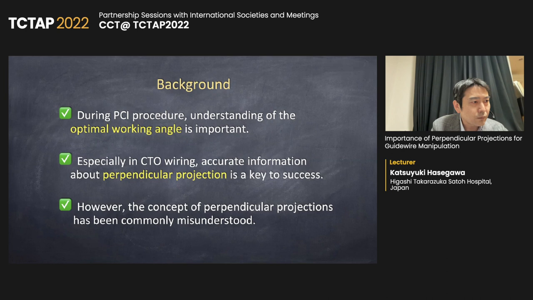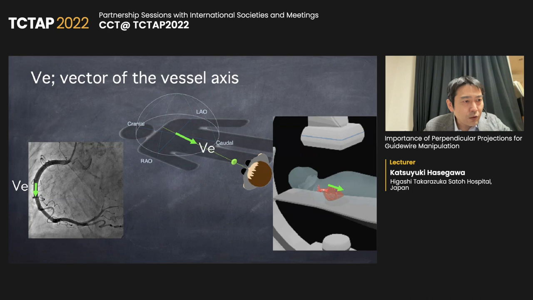First of all, let me check the terminology. VE means the vector of target vessel axis. Although curved vessels are sometimes observed in our clinical settings, today we treat just a straight segment of the target vessel. As you know, VE of mid RCA segment 2 is usually deep caudal direction. In other words, the target can be seen as a dot or a small circle from this direction, if the C-arm could be movable around here.